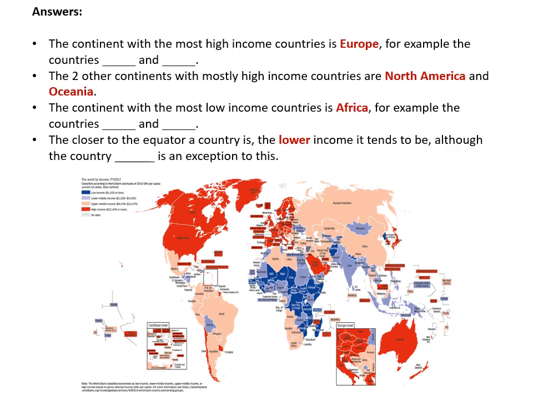Okay, so here's the answers. You'll notice a few of the boxes are still blank. They're the ones where, well, there's so many different answers. I mean, I can't go through them all. I'm going to have to trust that you've got the right idea. So the continent with the most high income countries is Europe.